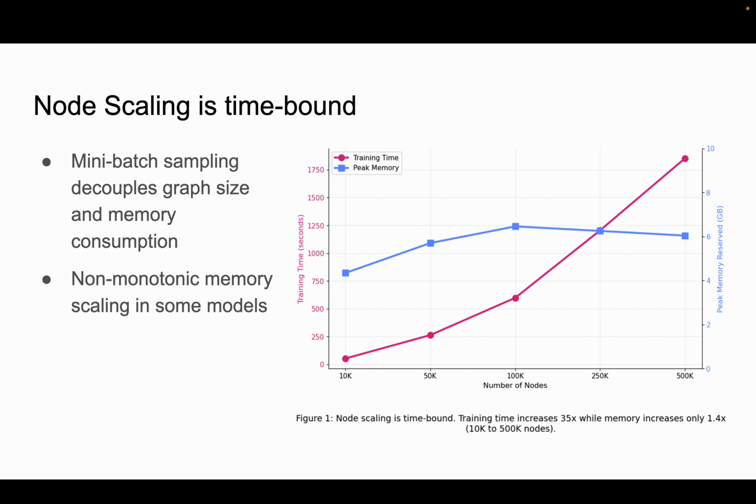We find that node scaling, model scaling in terms of node count, is heavily time-bound, but memory consumption only increases by a factor of 1.4. This is due to a mechanism called mini-batching, which decouples graph size and memory consumption.